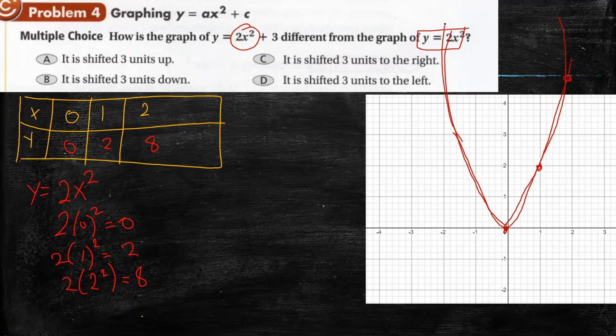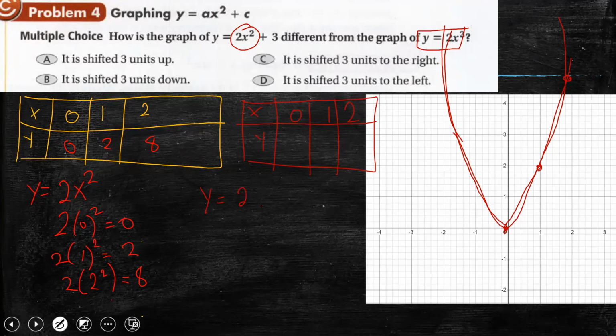This is for our U shape. Now let's graph 2x squared, but now plus 3. This is for 2x squared. Now let's make it for the same numbers. Teacher, isn't it because it's shifted 3 and it's up? Yeah, but let's show here how. Plus 3. Yeah, now plus 3.